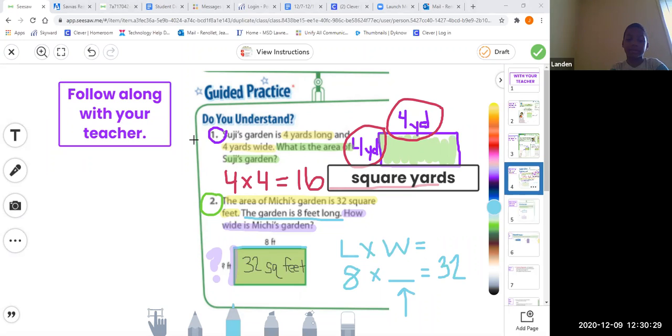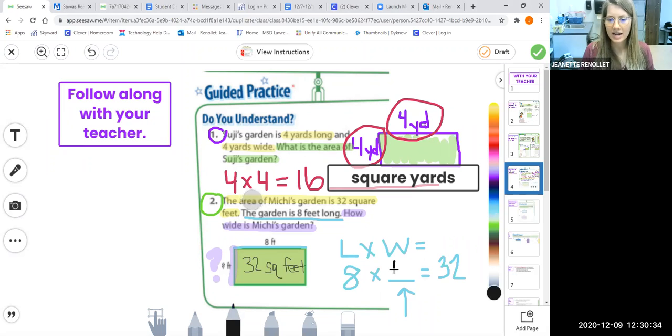8 times 4 equals 32. Oh my gosh, great work. So if Mitchie's garden is 8 feet long, that means his garden has to be 4 feet wide. So I'm going to put it on my model here to fill it in, just so I remember. It's 4 feet wide and 8 feet long. Great job. Awesome. Great work.